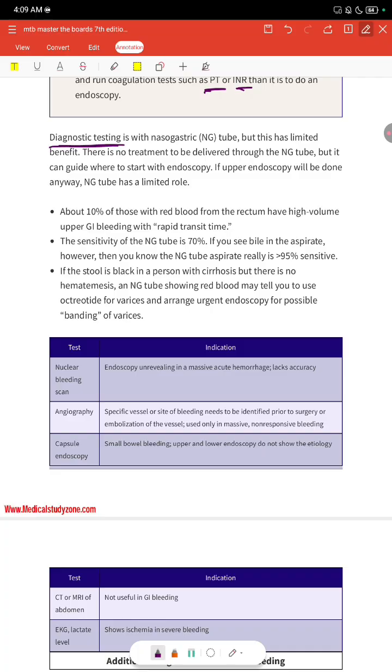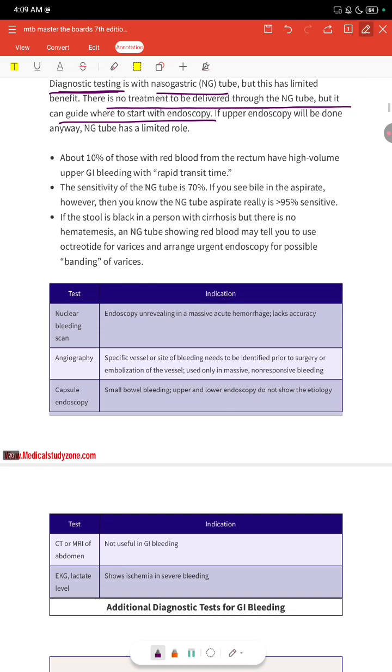Diagnostic testing is with the NG tube, but this has limited benefit. There is no treatment to be delivered through the NG tube, but it can guide where to start with endoscopy. So it's not for therapeutic purposes, it's for diagnostic purposes. If upper endoscopy will be done anyway, the NG tube has a limited role.